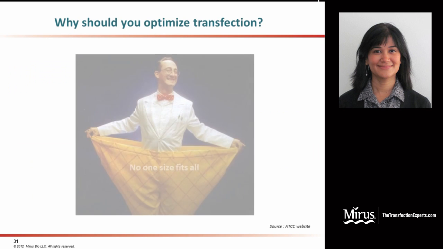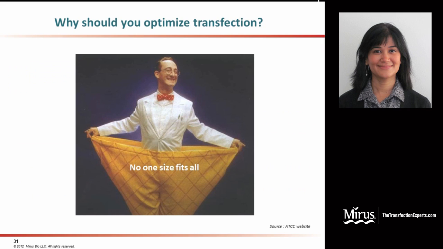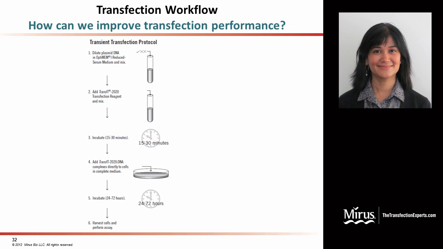Furthermore, we know that not every cell type behaves similarly with every transfection reagent. That makes it more imperative to optimize your transfection conditions to get that additional transfection output from your experiments. Improving transfection performance is fortunately not very hard to do. The answer lies in the simple transfection workflow if you just look at it sequentially.